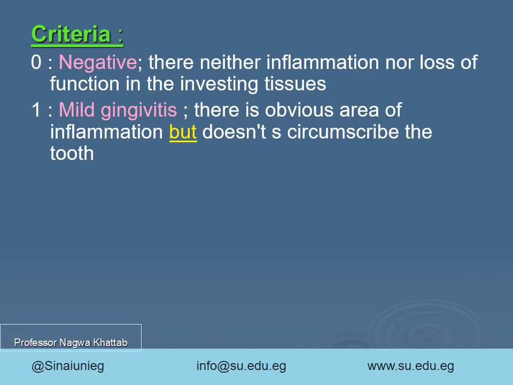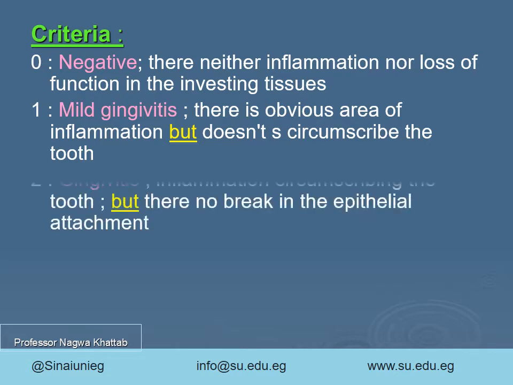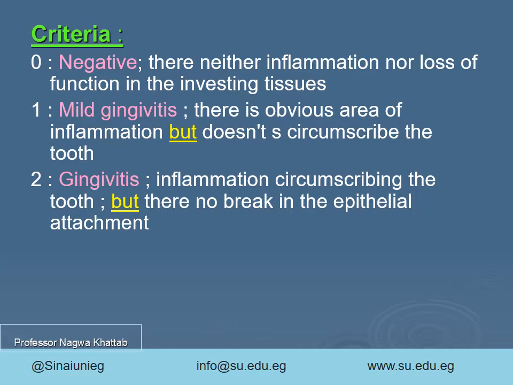1 mild gingivitis عندنا inflammation but not circumscribe the tooth، يعني مش محوط السنة كلها الانفلاميشن، محوط one surface or two surfaces. نخلي بالنا من كلمة but دي لأن أنا ألاقيها بتتكرر في كل سكور. سكور 2 الانفلاميشن بقى circumscribing the tooth محوط السنة كلها، but تاني مفيش break of the epithelial attachment. يبقى لغاية دلوقتي score 1 and 2 record reversible condition either mild gingivitis or a gingivitis.